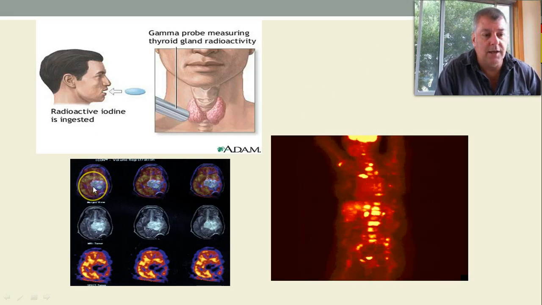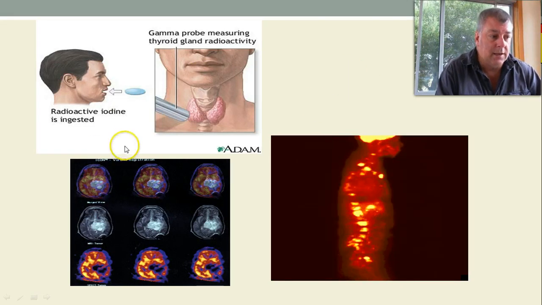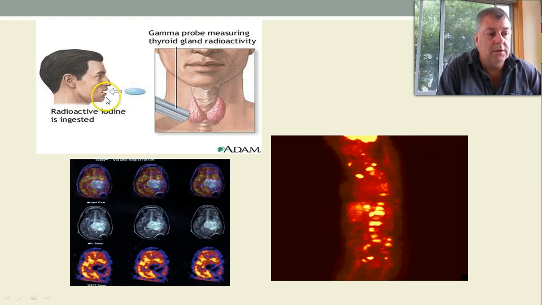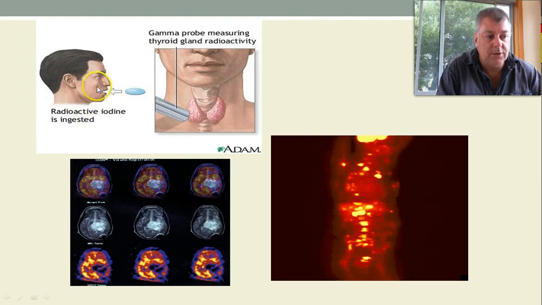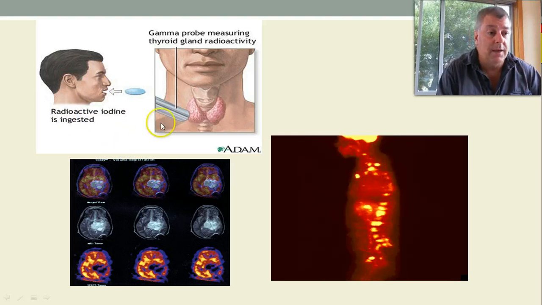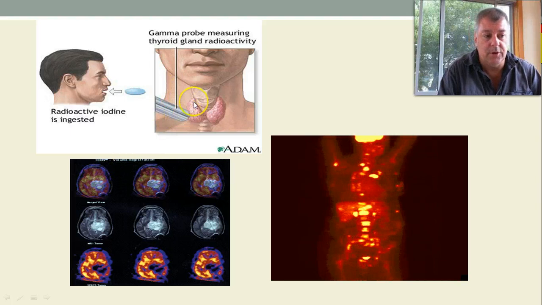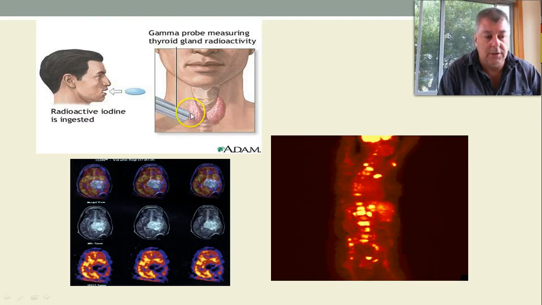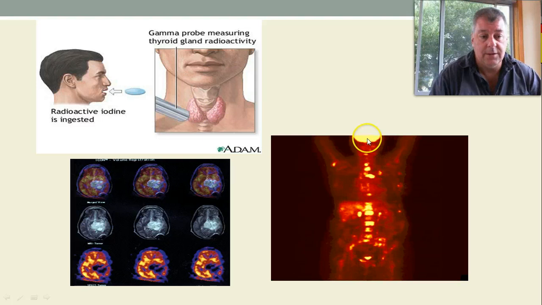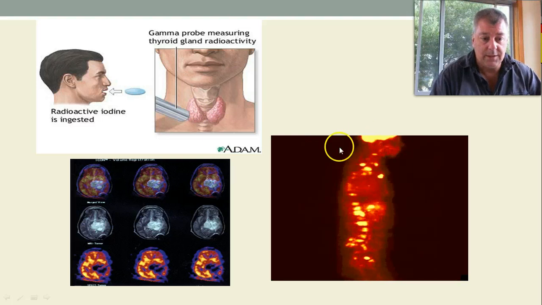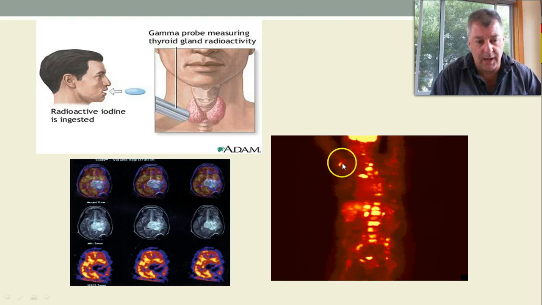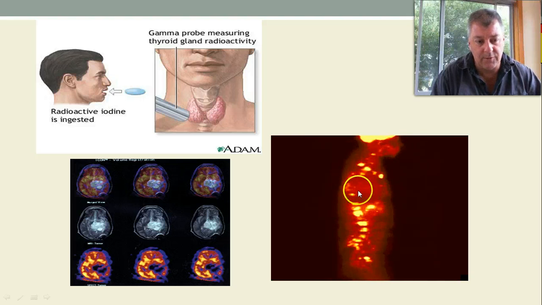Now, another use is to find out where cancers are. So in this case, someone swallows some radioactive iodine. It goes through your system, and the iodine collects in the thyroid system, and so they can then use a gamma probe to look at the thyroid system. This person here, this is a scan. There's their head, their arms are sticking up, and there's their trunk. And the bright spots are where the radioactive isotopes have gone.